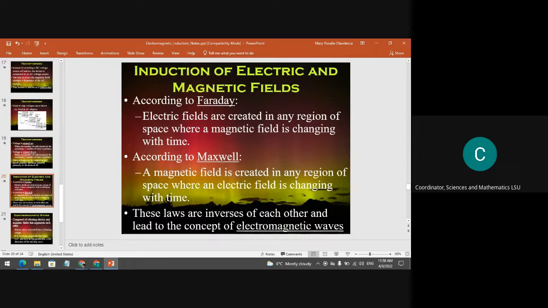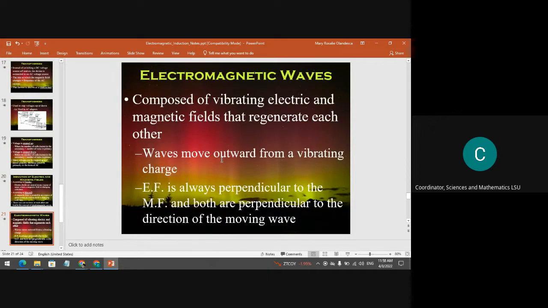Okay, so for Maxwell, the induction of magnetic fields, we have our electromagnetic waves, and that would be for our next module next week. Okay, so that is all about electromagnetic induction.